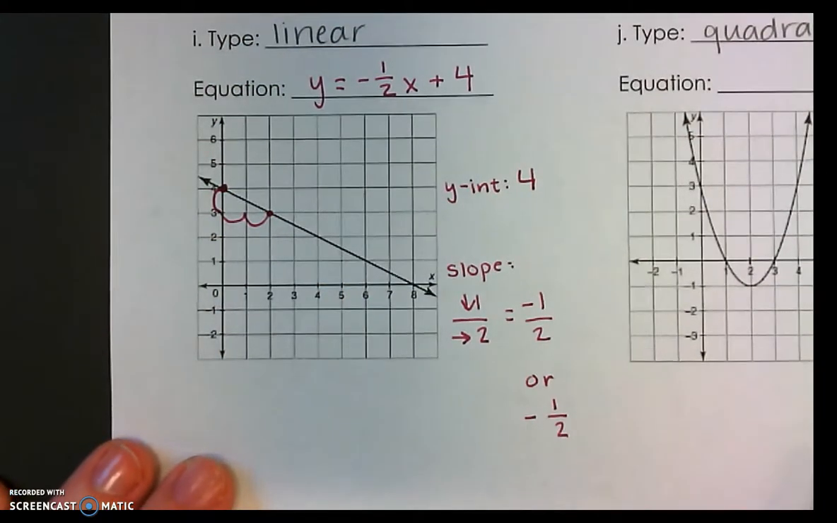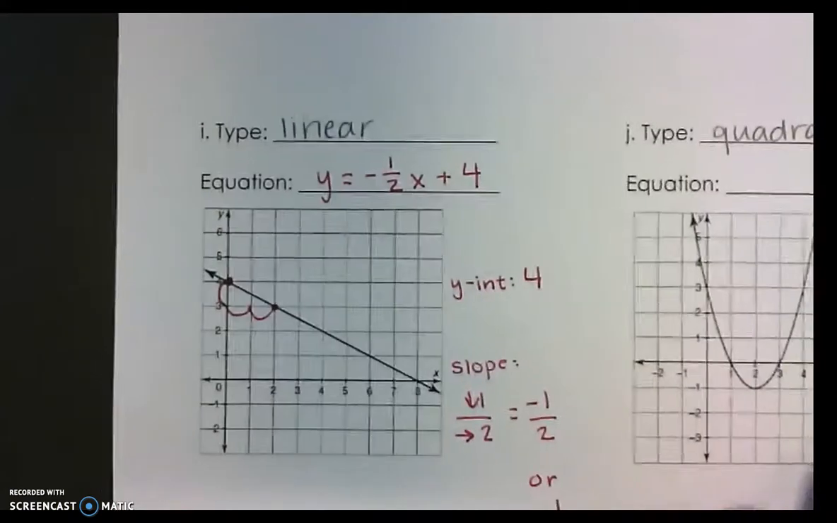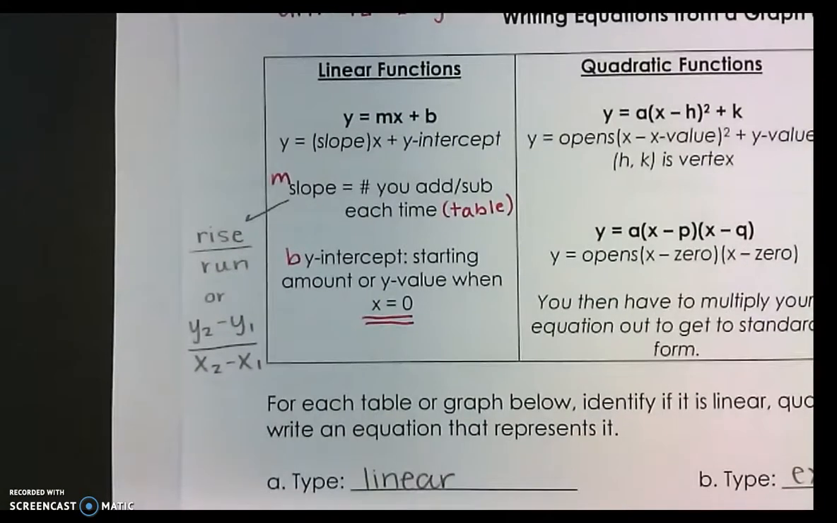So that is it for a linear function. All you have to do is find the slope and the y-intercept, and then plug it into slope-intercept form of y equals mx plus b.